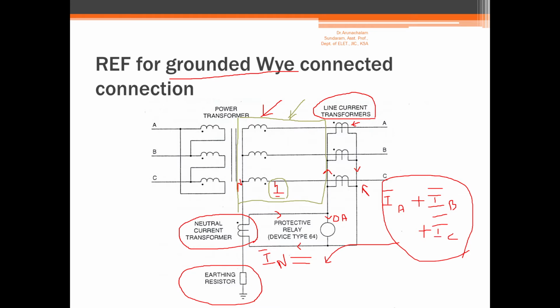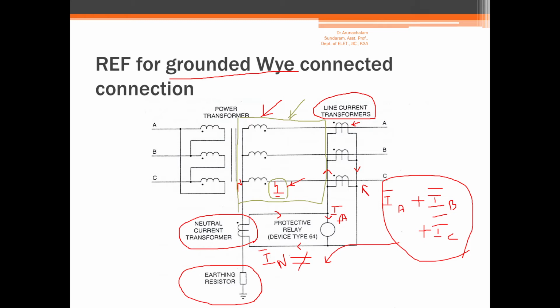So if there is an earth fault as shown here within the zone of protection, the neutral current is not equal to the sum of these currents IA plus IB plus IC. Hence, the difference in the current will flow through the relay. Now this will be the fault current. So the fault current will flow through the relay, and the relay will trip the circuit breaker to isolate the transformer. So this is how the restricted earth fault protection works for a Y connected winding.